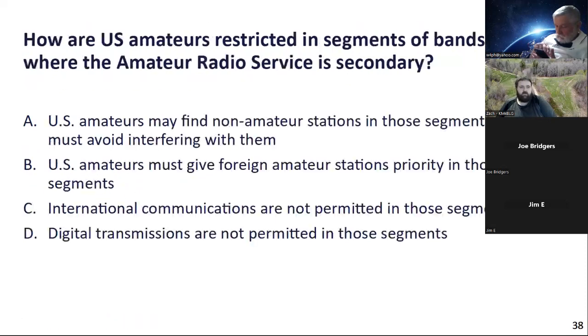Wait, did I skip one? Okay, no. How are U.S. amateurs restricted in segments of bands where the amateur radio service is secondary? Anyone? The answer there is A. U.S. amateurs may find non-amateur stations in those segments and must avoid interfering with them. That's that primary secondary thing we were talking about earlier, just like with the 60-meter band. You may find military stations there, and if you do, you've got to avoid interfering with them. They've got, like I said, first dibs at the band.